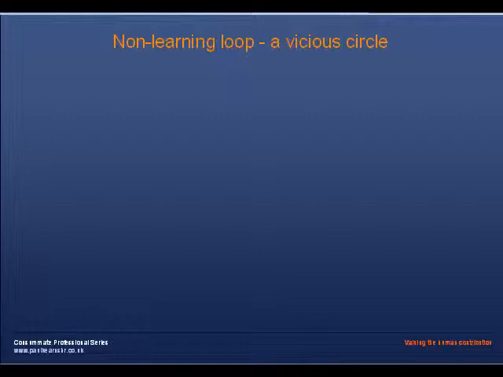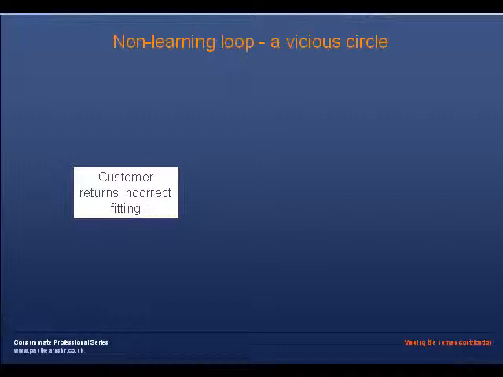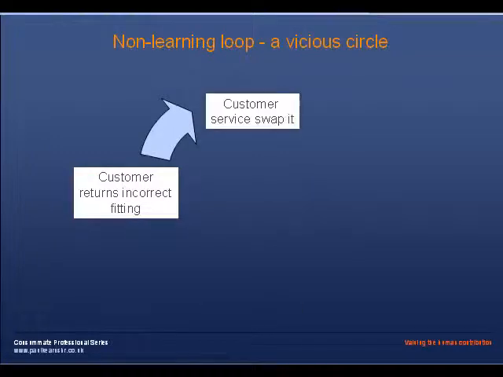Here is a simple example of a single loop which goes around and around on itself, otherwise known as a non-learning loop, and what we would always call a vicious circle, going round and round in circles. So imagine that you buy something from a shop and you take it back because there's something wrong with it, it's defective. So here a customer returns an incorrect light fitting. The person on the customer service desk says, yeah, sure, we'll swap it. Would you like to go and choose another one? And you say, okay, I'll go and choose another one.